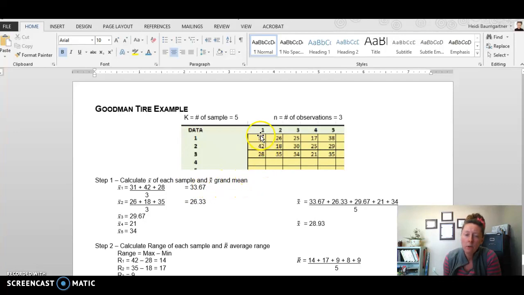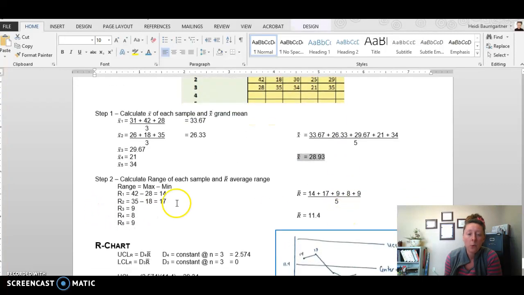So the average for each sample, again, is 31, 42, and 28 divided by 3 gives us 33.67. Sample 2, 26, 18, and 35 divided by 3 gives us 26.3, and so on for the last 3 gives us our values. Then we take those averages, 33.67, 26.33, 29.67, 21, and 34, and divide by 5 to get our grand mean, X double bar.